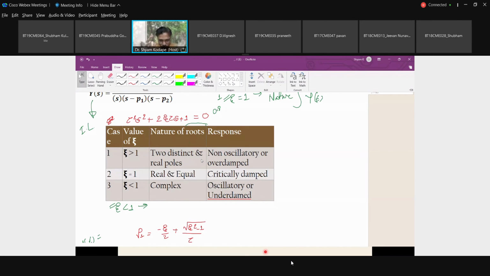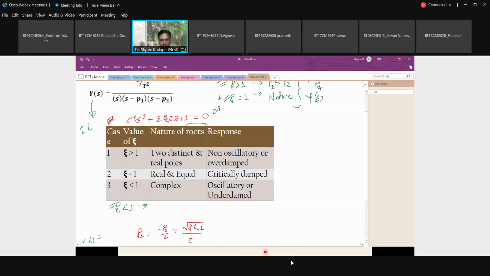Okay? And the nature of the response is non-oscillatory. There are no oscillations. Oscillation means it is oscillating about some value, about some position, so here it is non-oscillatory.